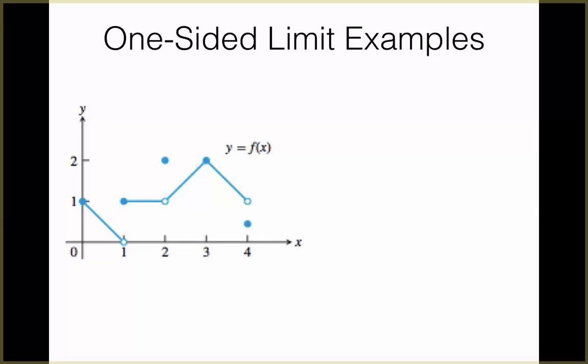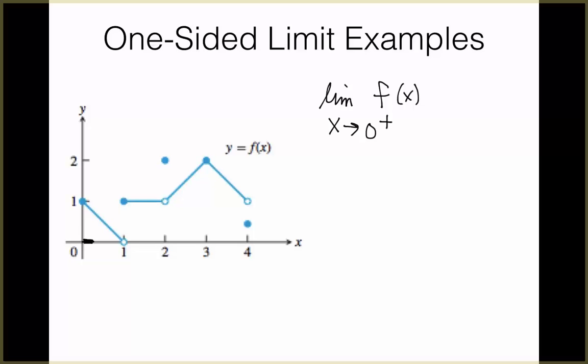Let's look at some examples of one-sided limits. Let's consider the limit of f of x as x approaches 0 from the right. So as x approaches 0 from the right, we're talking about just to the right of 0 on the x-axis. So follow along the function as x approaches 0 from the right.